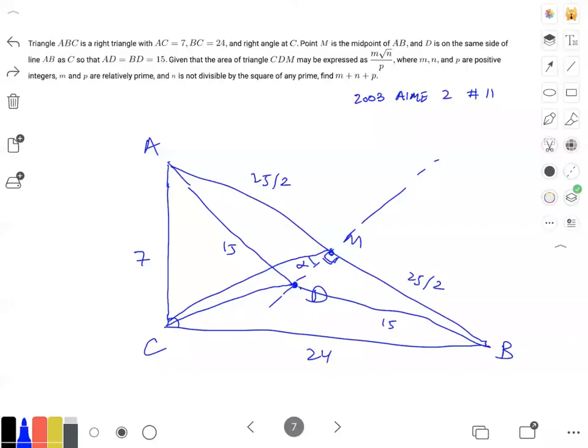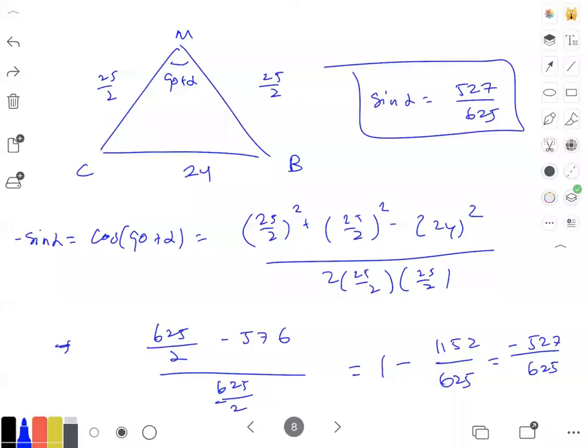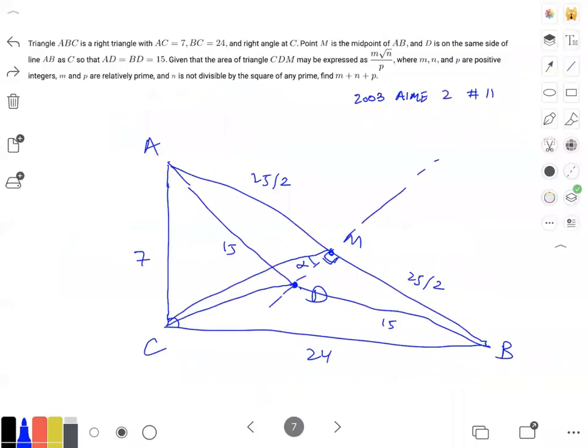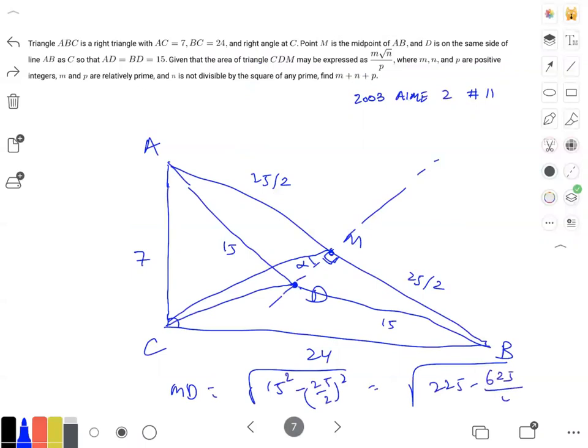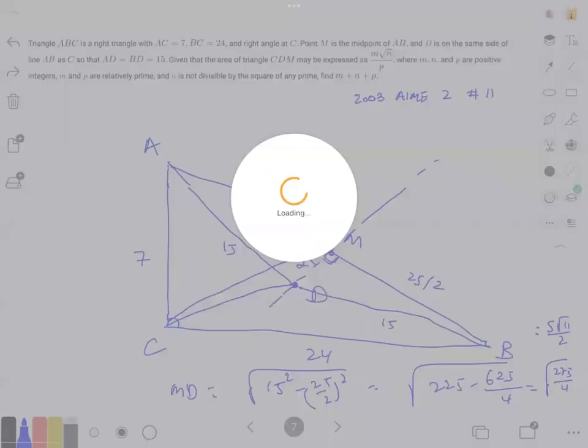So now let's use that formula. For CMD, we need to find MD. Let me do that in this page. MD is equal to root of BD squared, which is 15 squared, minus BM squared, which is 25 over 2 squared. This is equal to root of 225 minus 625 over 4, which is 900 minus 625, that's 275. So root of 275 over 4. So that's 5 root 11 over 2. Okay, so we found this.